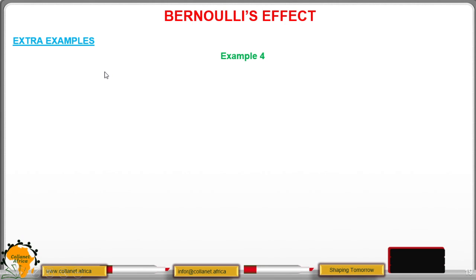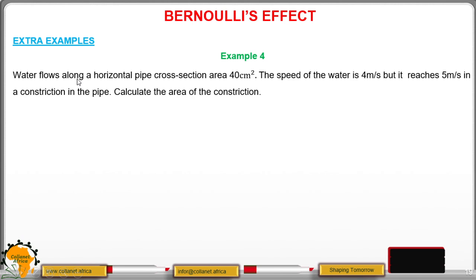Let's do some extra examples. Water flows along a horizontal pipe of cross-section area 40 square centimeters. The speed of water is 4 meters per second, but it reaches 5 meters per second in a constriction in the pipe. Calculate the area of the constriction.